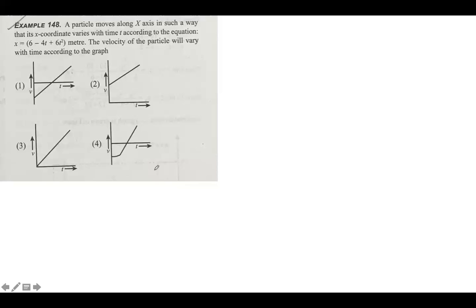No, Betsy, it is not second option. You will have to check at time t is equal to 0 what is the velocity, whether it is positive, 0 or negative.